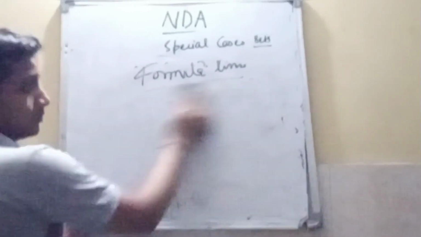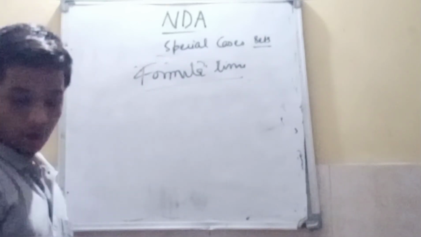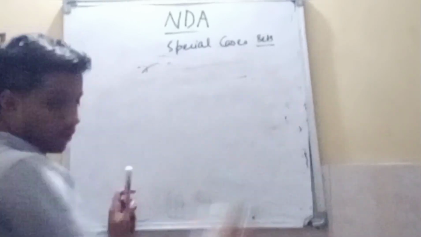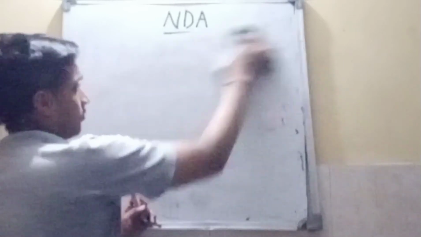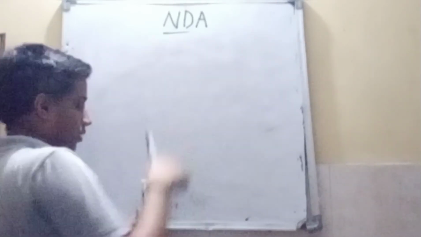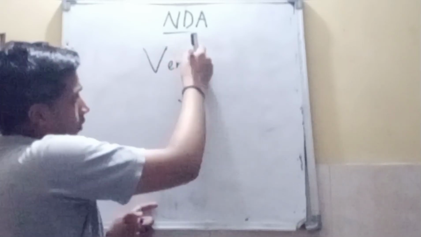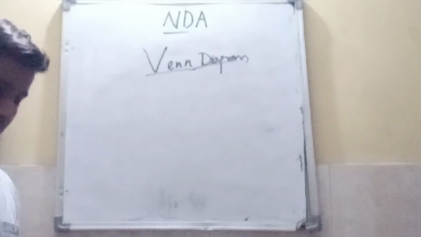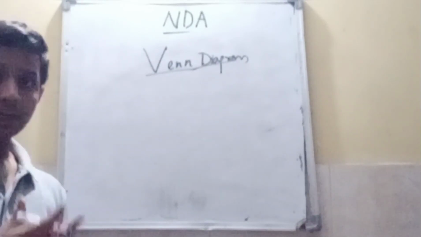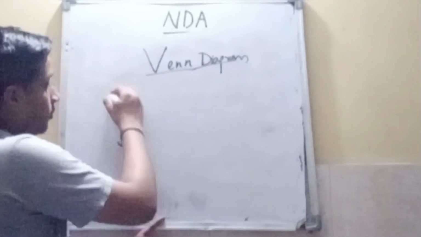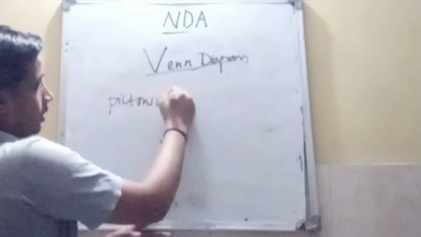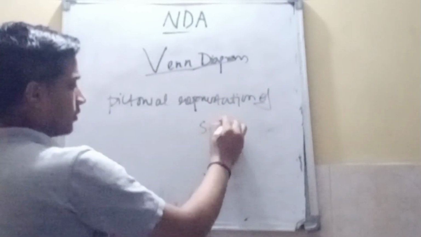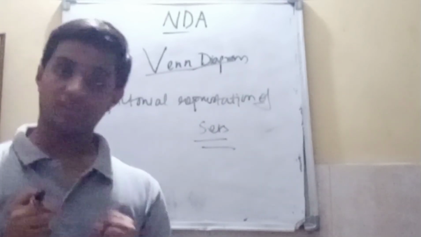So the next thing we are going to study is, power set done, Venn diagram. Venn diagram is a pictorial representation of sets.